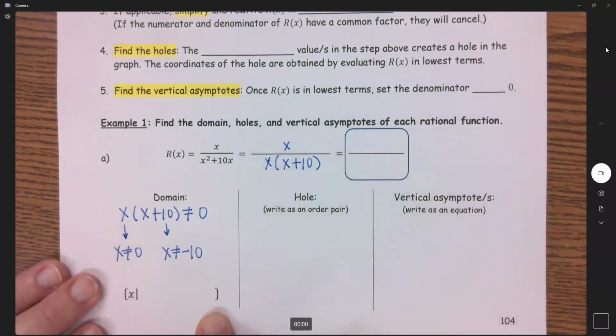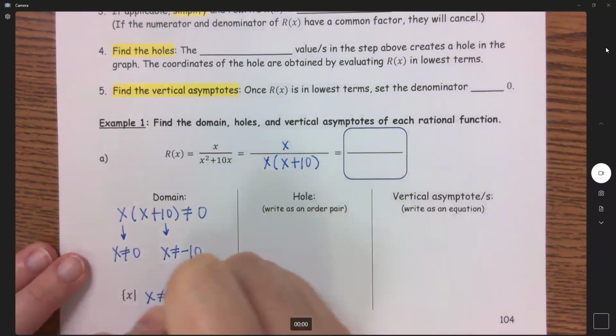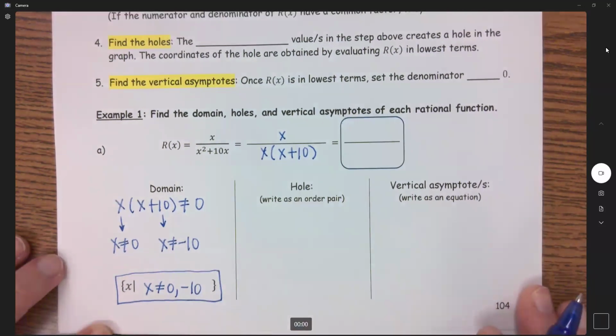So I already have my set builder notation. I am putting in here, we have the set of all x such that x cannot equal 0, comma, negative 10. So there is my domain.